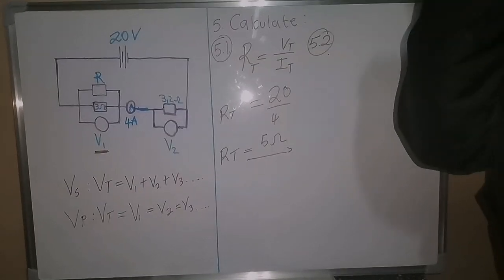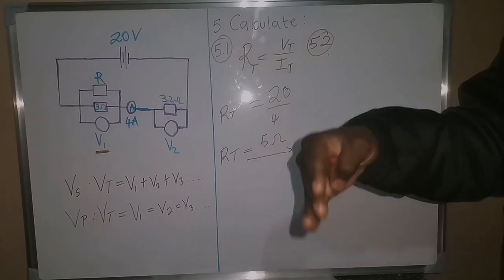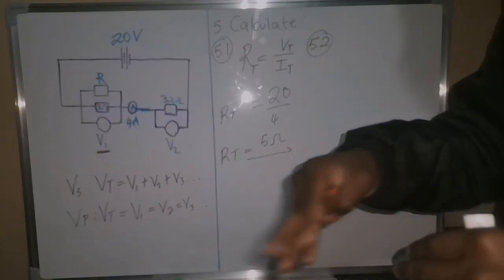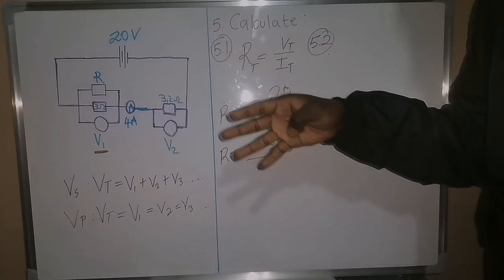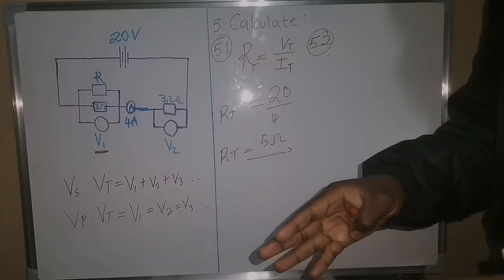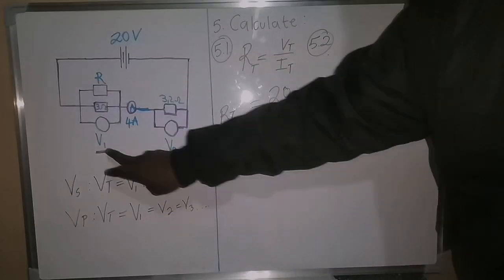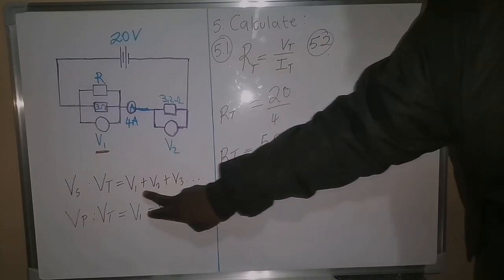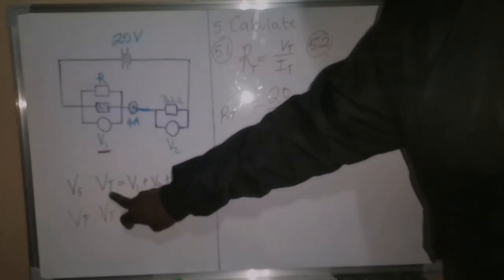Remember, guys, a parallel connection means something that is parallel. It means they are on top of one another. These V1 and V2 are not on top of one another. They are separated. Each and every voltage has got its own block. Therefore, they are connected in series. And you see that in series, V1 plus V2 plus V3 plus V4 and so on equal the total voltage.